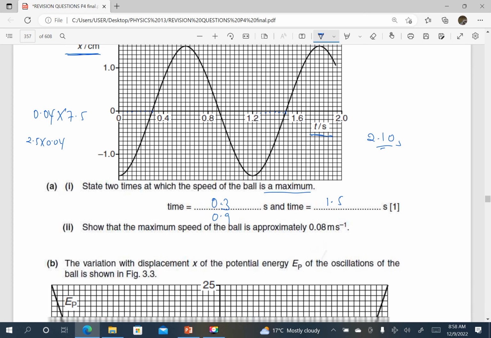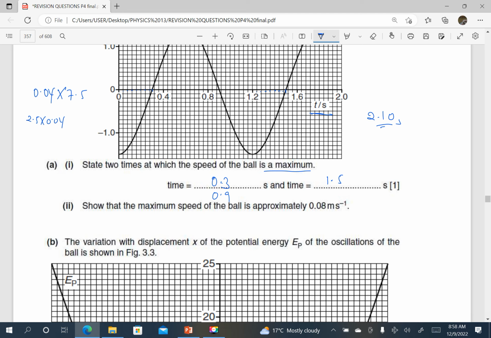Okay, show that the maximum speed of the ball is approximately 0.08 meters per second. Remember, speed is maximum when the displacement is 0. And we saw from the equation v equals omega square root of x naught squared minus x squared, that v maximum is equal to omega times x naught, because this term will be 0. So maximum speed v is equal to omega times x naught. And we know that omega is equal to 2 pi f, which is 2 pi over T. So omega is going to be 2 pi over T.